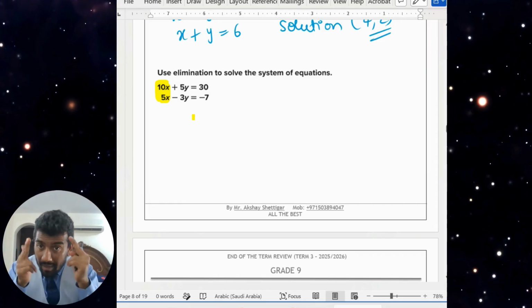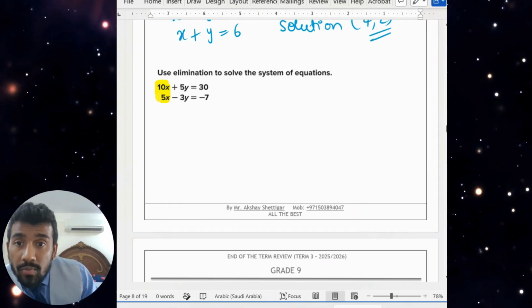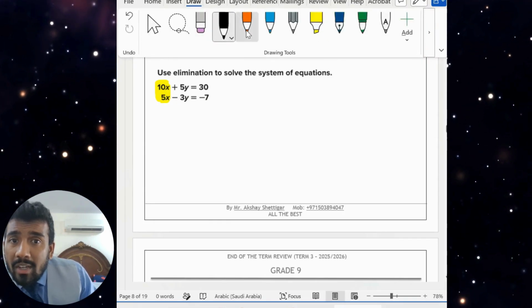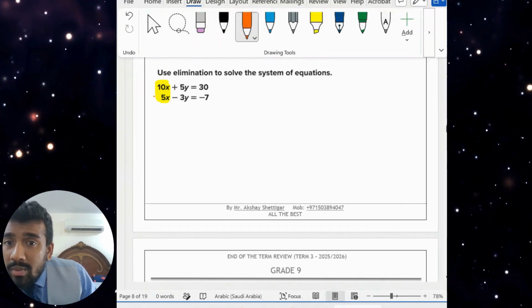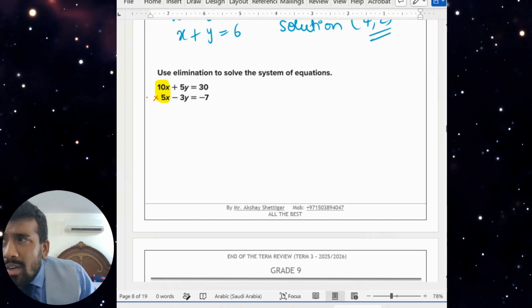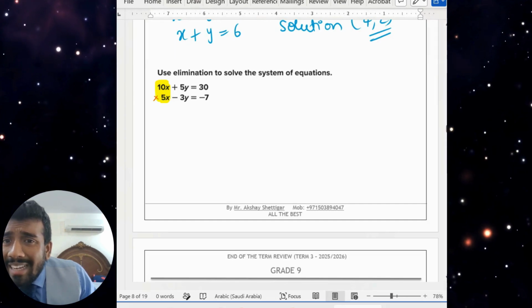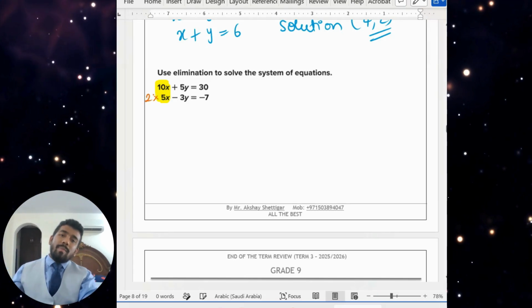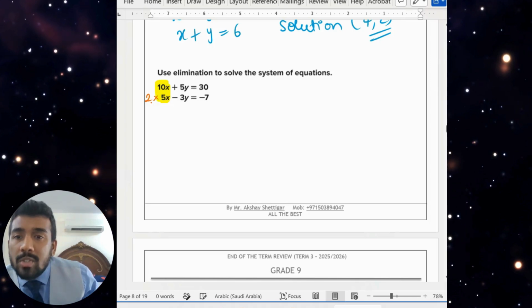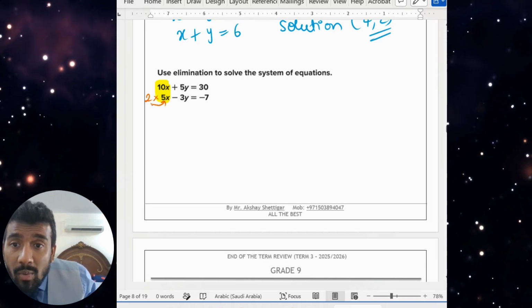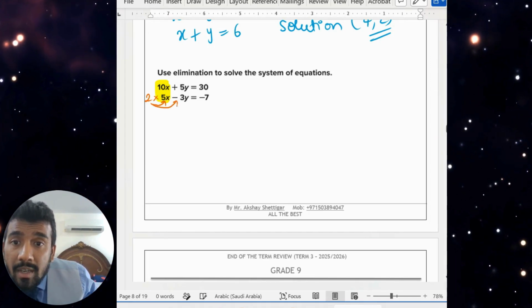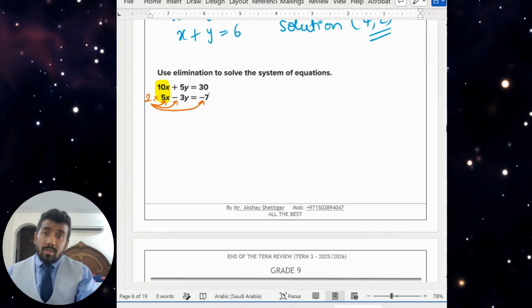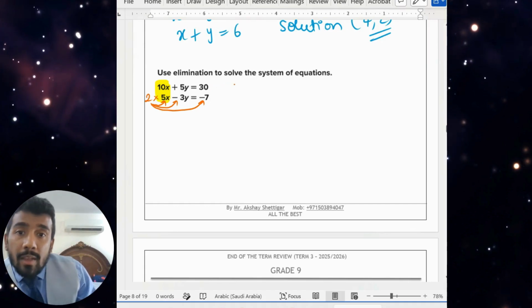By multiplying. So 5 and 10 are the two numbers. What number should I multiply by so that it becomes the same as 10? I should multiply by 2. But when I multiply, I multiply everything, with this and with this, all three terms of this equation.